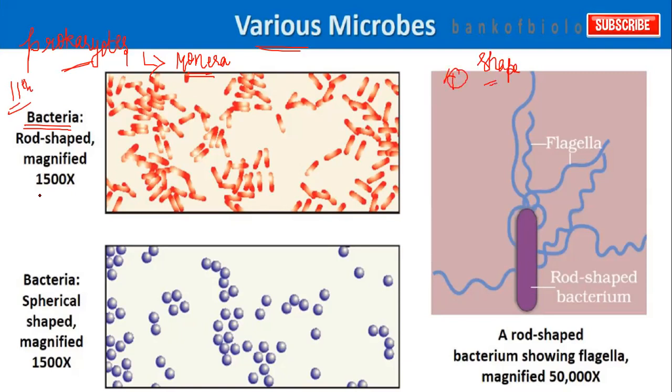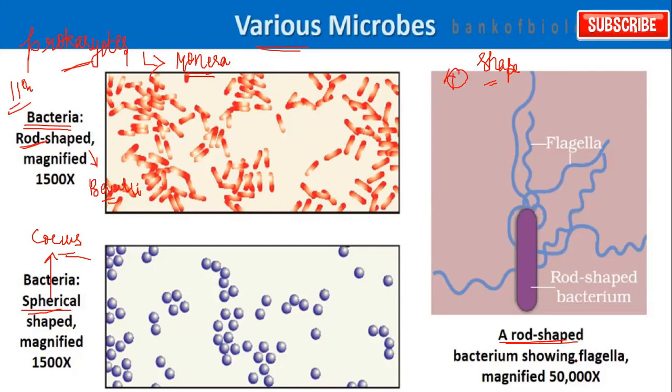So the rod-shaped bacteria, what will you call them? The rod-shaped bacteria you will call bacilli. Next, spherical-shaped bacteria, you will call coccus. Here again, they are showing a rod-shaped bacterium which has a flagellum. What is the function of the flagellum? Flagella help in locomotion, right? These are some of the images mentioned in your NCERT itself.